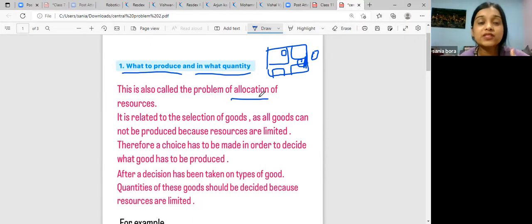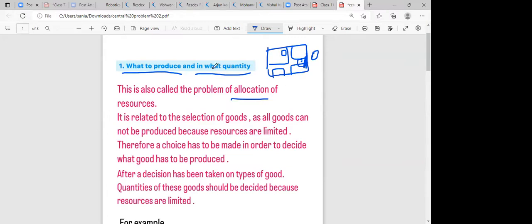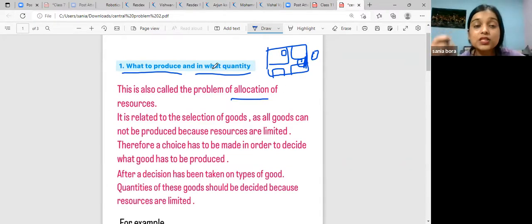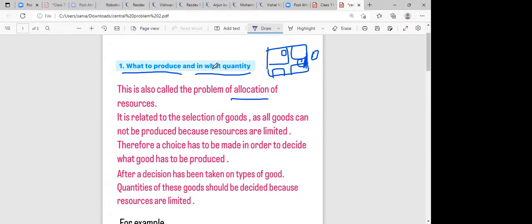For example, if it is your furniture, your bed, you will not put that bed in the kitchen. You will put that bed in your bedroom. So basically, this is what allocation is. So what to produce is a problem which is also known as the problem of allocation of resources. Now you must be wondering where to keep these resources, because we have very limited resources, and there are lots of people who are demanding them. So you have to think where you need to put those resources.